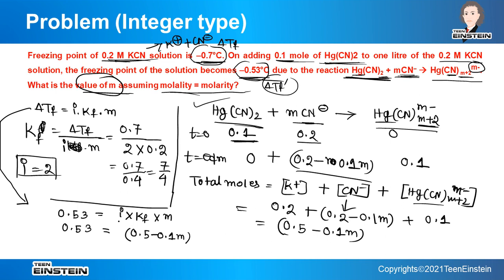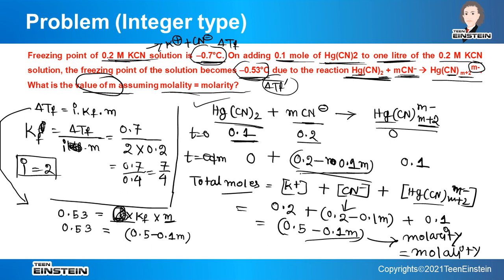Here basically I have made one mistake: we will not consider i. Why will we not consider i? Because we have already calculated the total number of moles, and the volume given is 1 liter. So in 1 liter this number of moles is present, and according to the definition this is molarity. If this is molarity, this is also molality, because in the question it is already mentioned we can assume molality and molarity are the same. And in this molality we have already calculated the amount of CN minus left. So separately we don't have to put the value of i, because when we calculated the molality we already considered the total number of particles.